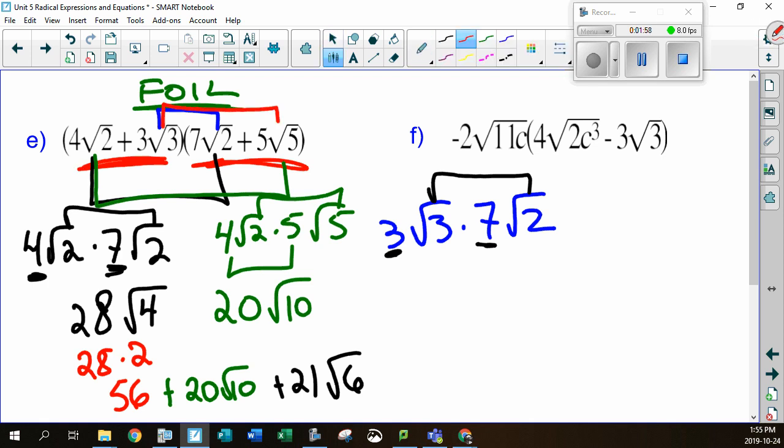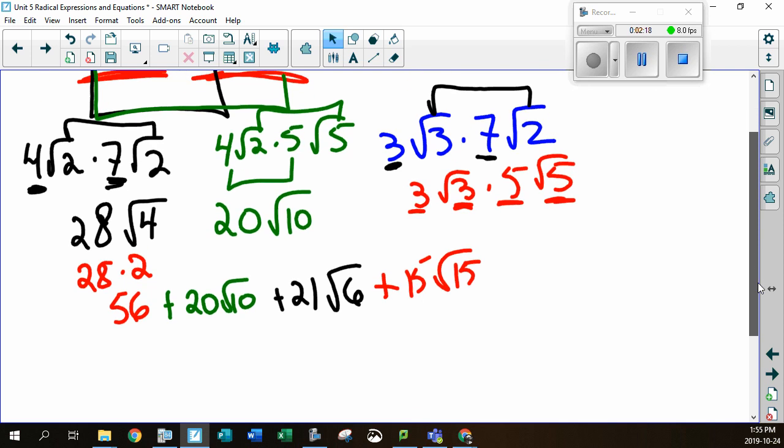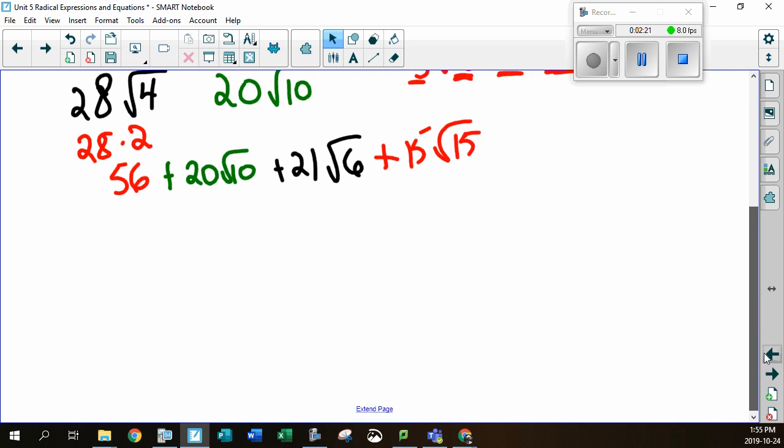All right, let's finish this thing off. Last but not least, 3 root 3 times 5 root 5. Numbers times numbers would give you plus 15. Now, radicals times radicals, root 15. Now, remember, once this is all said and done, you should be looking at combining like terms. Well, we have to find terms that are alike. Right now, the way it sits, this doesn't have a radical. This has a root 10. This has a root 6. This has a root 15.